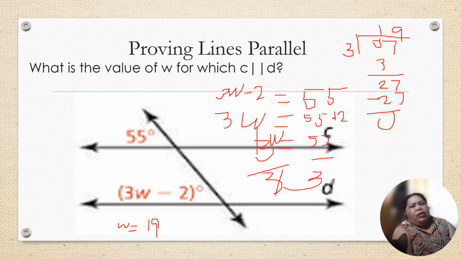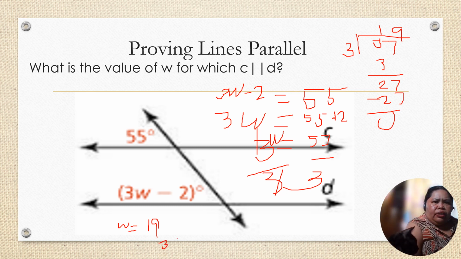Okay, so that means 3 times 19 is 57, minus 2 is 55. Let's multiply, no? 3 times 19 is 57, and 57 minus 2 is 55. Correct? Okay. So that's it.